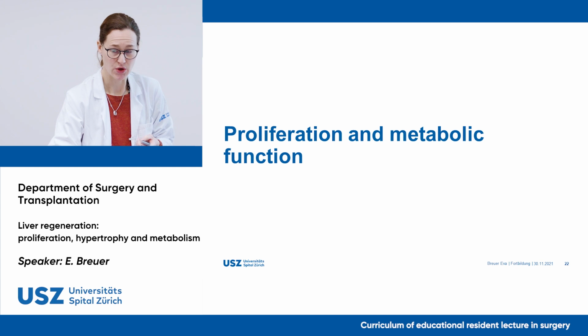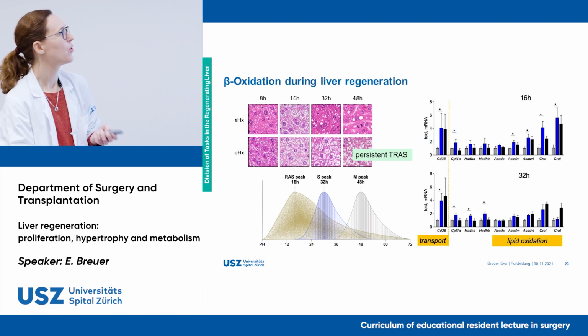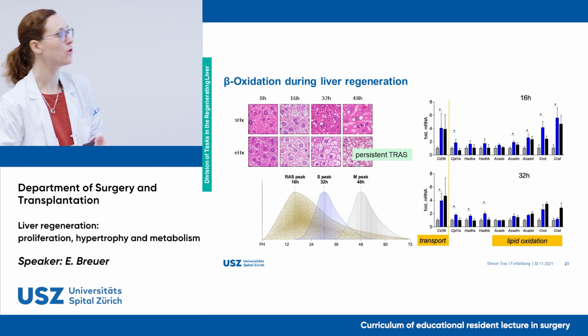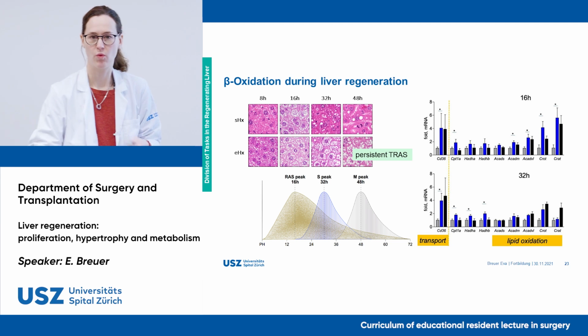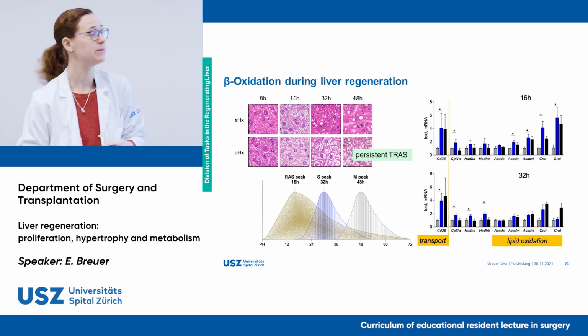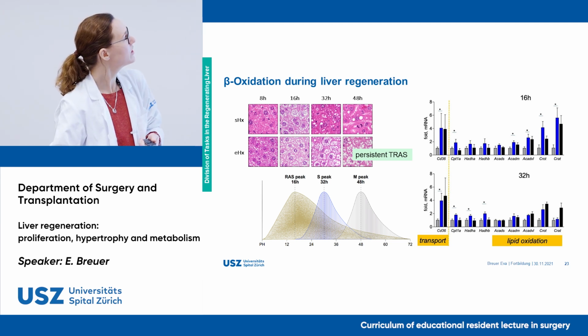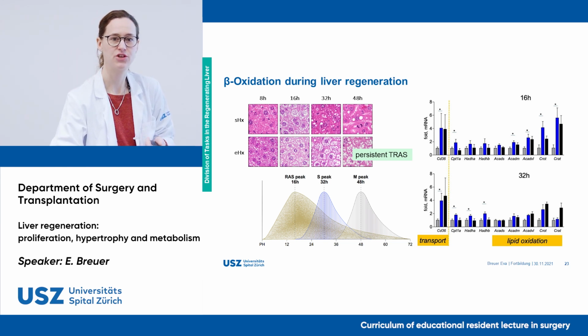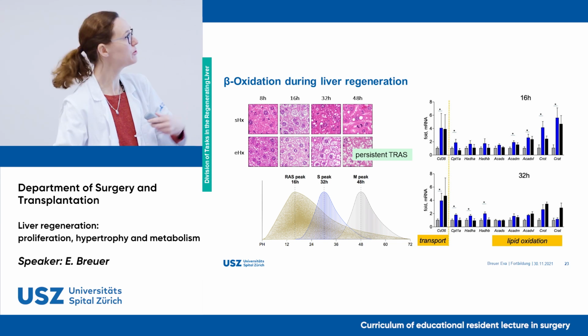At the moment, we're finishing also time points in between, so we get a better insight into what happens in between. But what is the connection to the metabolic functions? We know some of you have seen these slides already. This is also from a former lab member. One very important metabolic function is the beta oxidation. If you take a look at the standard hepatectomy, we see that we have this transient accumulation of fat in the liver.